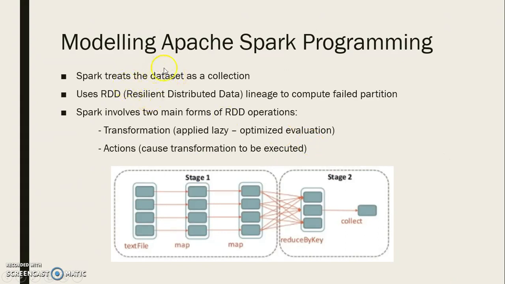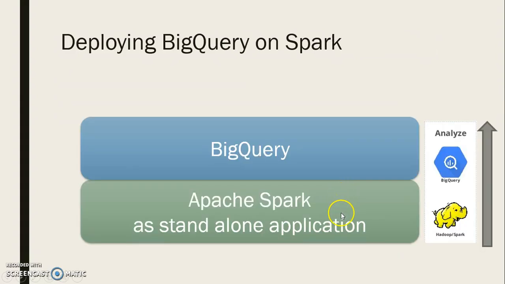The same thing will be modeled over Apache Spark programming. Spark is a little faster than MapReduce because it uses RDDs in terms of partitions. It involves 2 kinds of RDD operations, transformation and action. So these are some of the stages which involve Spark, and the collected data will be sent to BigQuery. Since Spark is also a standalone application, I'll be using the VM which is provided in the Canvas, and then connecting it with BigQuery to analyze the data which is the result of Spark.